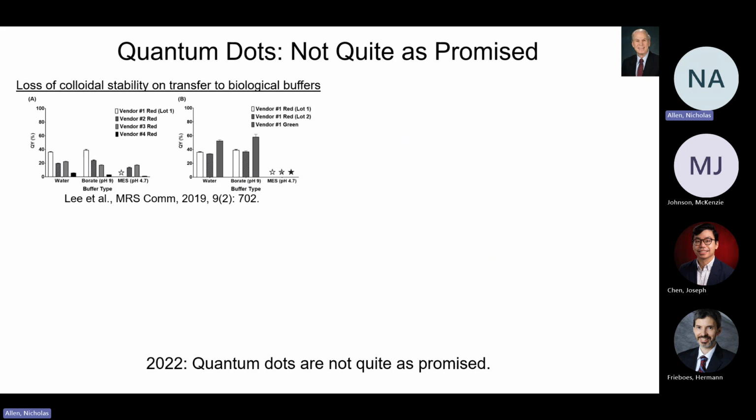So those are the dots. This is showing stability as a function of different buffers. And we've got pure water, which is obviously not biocompatible because it doesn't have stable limit.